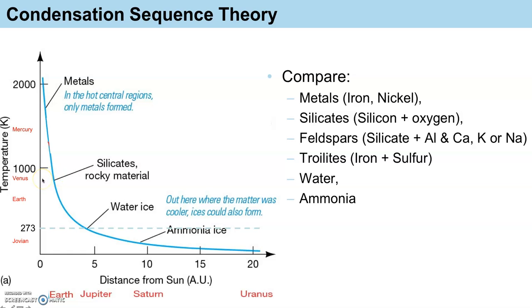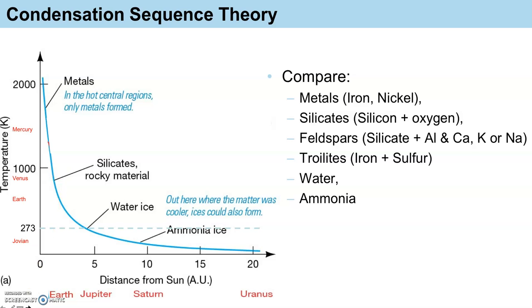Now, when we get to Venus, we're talking about silicates, which are rocky materials, silicon and oxygen, not really heavy duty rocky material. And those silicates actually condense right at about 1,000 degrees Kelvin. And guess what? Venus, that formation temperature was rated around 900 degrees Kelvin. So Venus is mostly silicates.